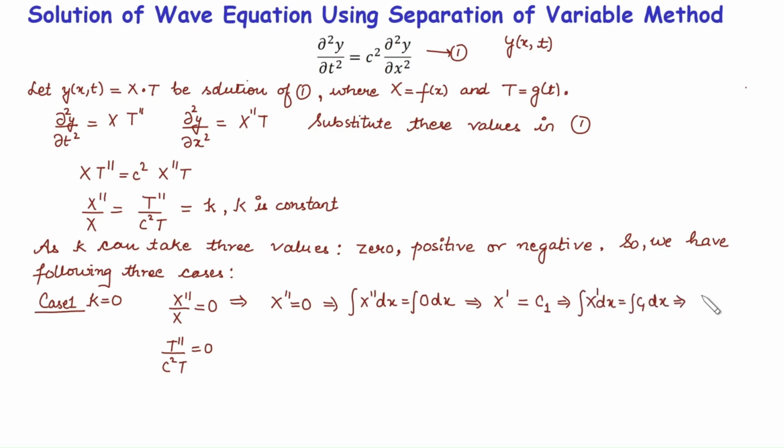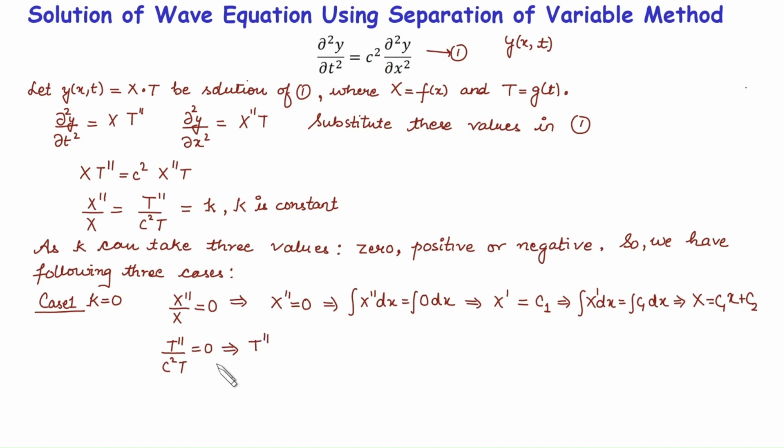So this implies X is equal to c1 into x plus an arbitrary constant, let it be c2. Now what type of form is this? It is a linear function. So if we have X in a linear form, its second order derivative is always 0. The same concept we need to apply here.